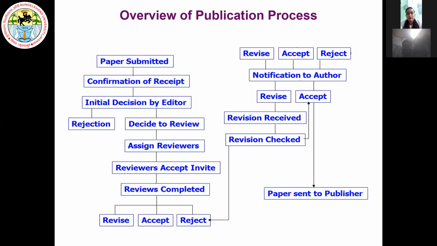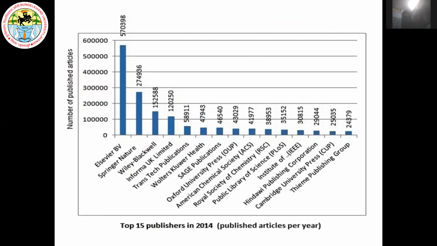Reviewers are assigned, then they review. This I already discussed. And once it is revised, accepted, or rejected, these are the three fates when we submit a paper, and they are notified to the author. If it is revision, then we revise it and submit it again, and it again goes for the reviewing process. And finally, once it is accepted, it is sent to the publisher for publication. Okay. Now, this is just to give an idea; this is an old slide, a 2014 slide.